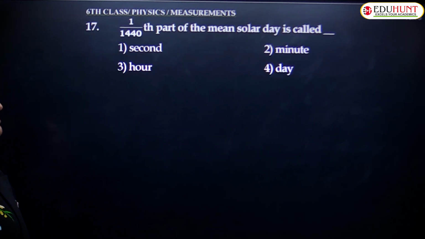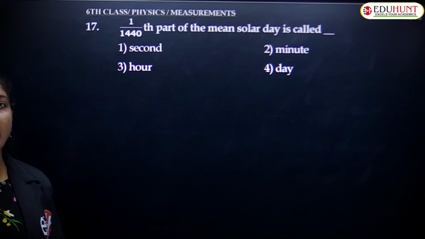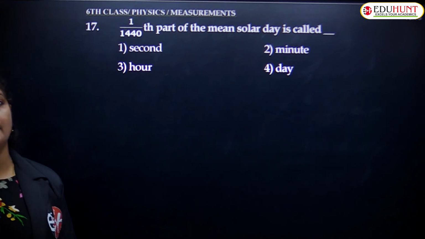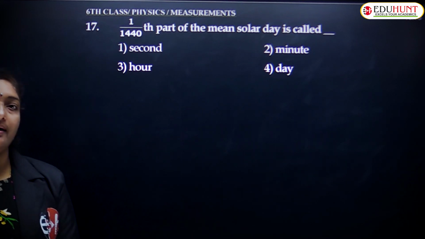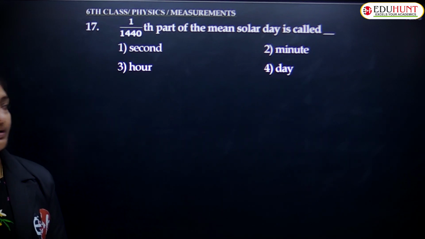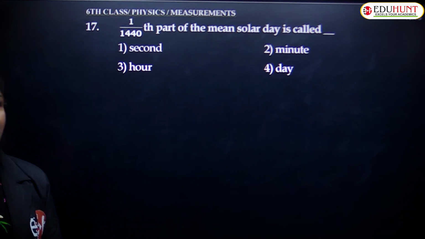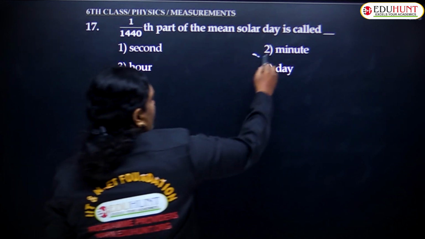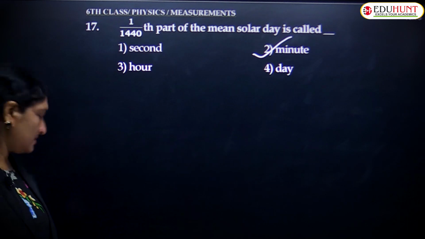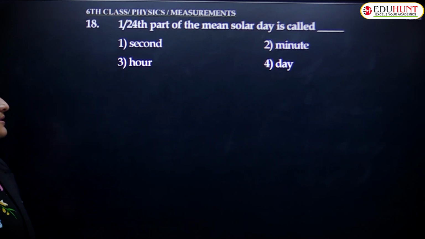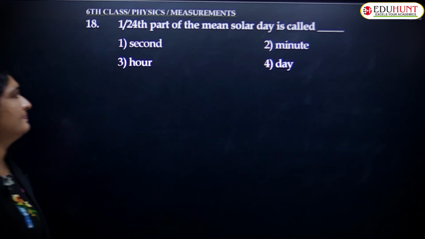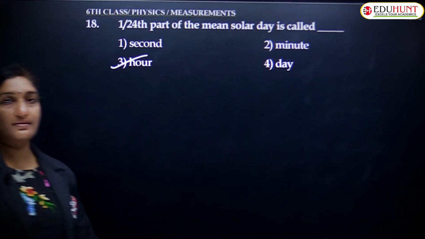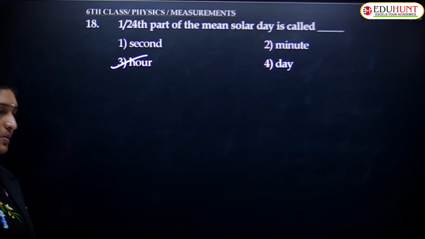Next, 1 by 1440th part of a mean solar day is called a minute. Okay, 1 by 24th is an hour, 1 by 86,400 is a second, and 1 by 1440 is called a minute. So the answer is the second option. Next, 1 by 24th part of a mean solar day is called an hour. Here goes your answer.